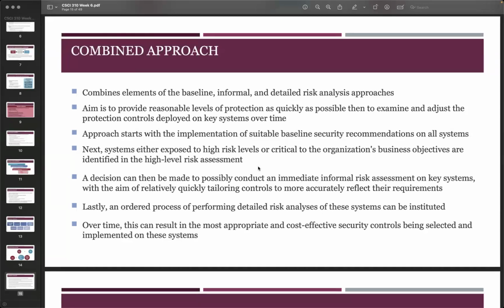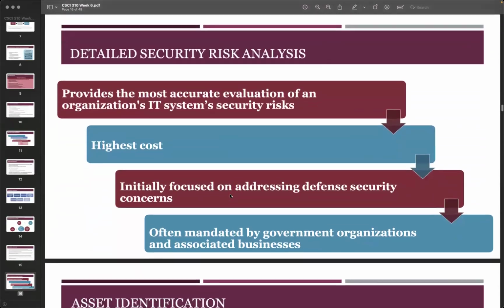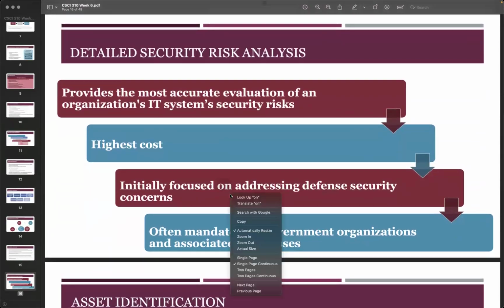If a system is exposed to a high or critical risk level, then we need to identify it as a high level risk assessment. Then a decision can be made to possibly conduct an immediate informal risk assessment. Okay, and then what's the plan, the policy, if we detect something when monitoring? What should we do? And then keep moving forward.